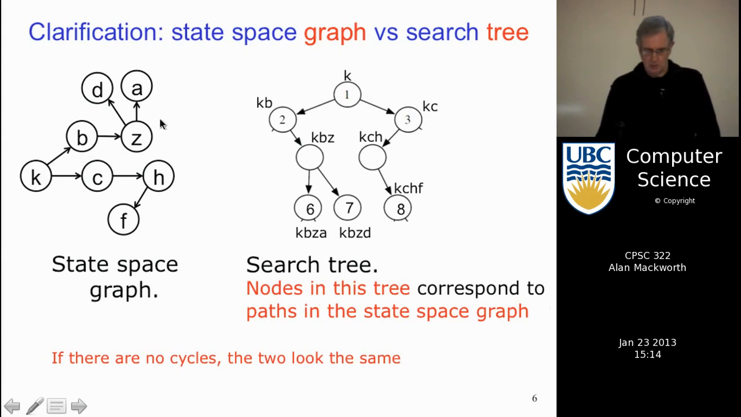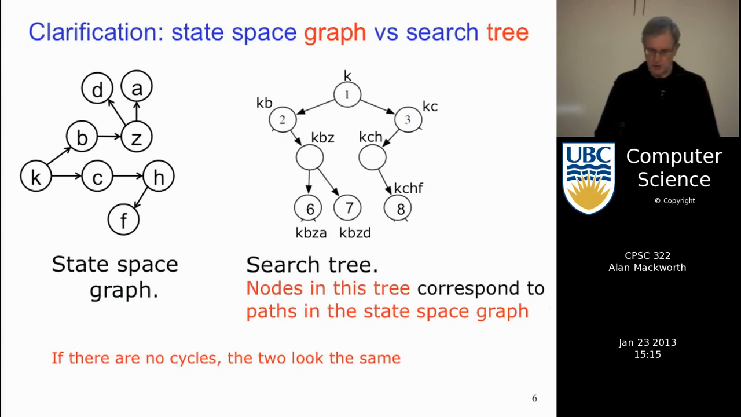This is the start node. This might be the goal node, right? There's no shared substructure. There are no loops, no self-loops, no cycles. So that's the state space graph, and here's the search tree. Okay? So here's K at the root, and then there's KB, and there's KC, and KBZ, and so on. So although the graphs look identical, this is just the same graph as this one turned on its side, the labels on the nodes are really different.